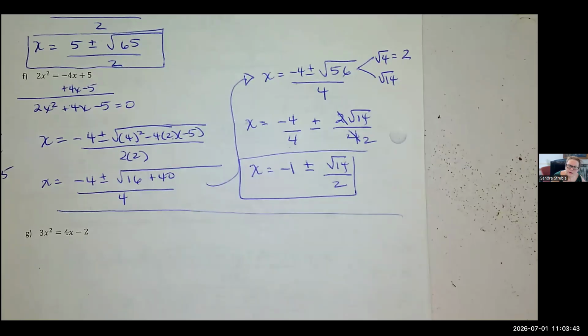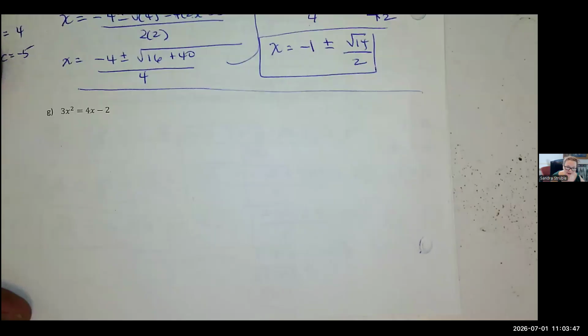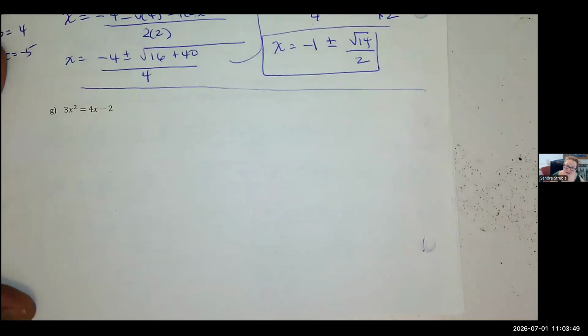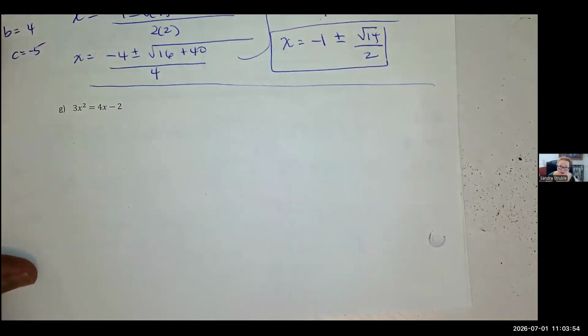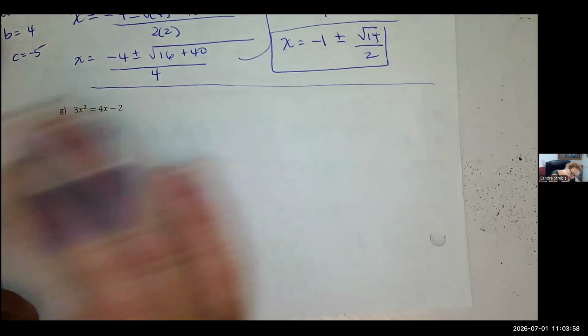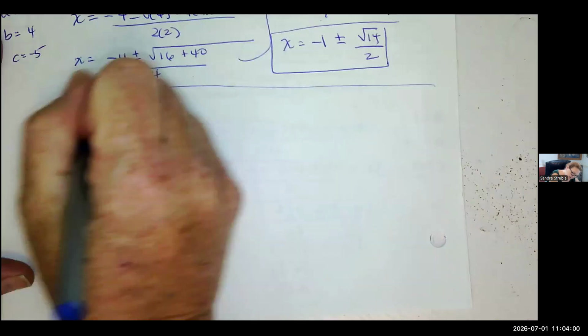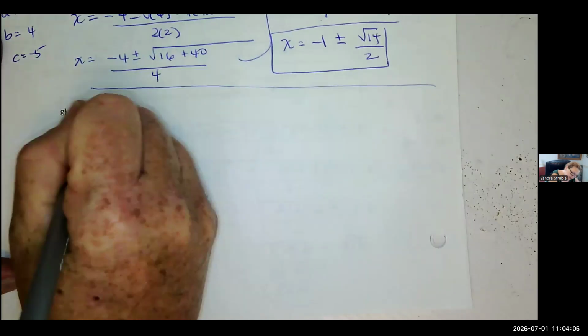All right. The next one. Pause the video, attempt it yourself, make sure you've got everything you need for it. This one's going to be a little weird. It's okay. It's just another chance to learn something new. Set it equal to 0 and come back to see how you did. I'm going to start by subtracting 4x and adding 2 to both sides, setting it equal to 0.